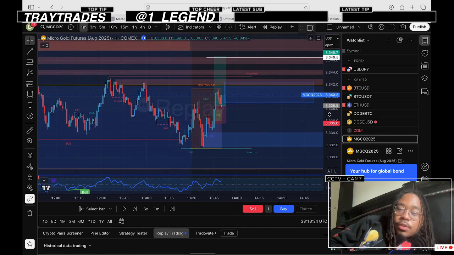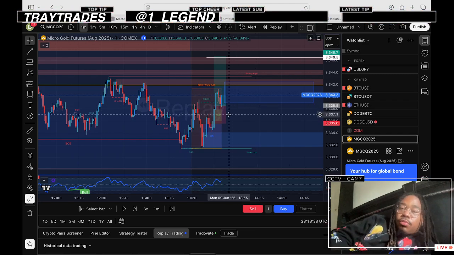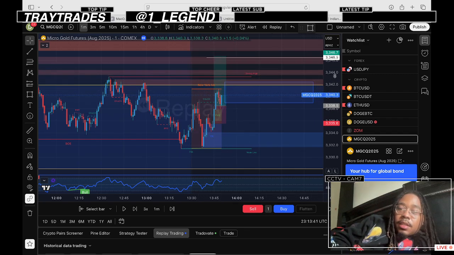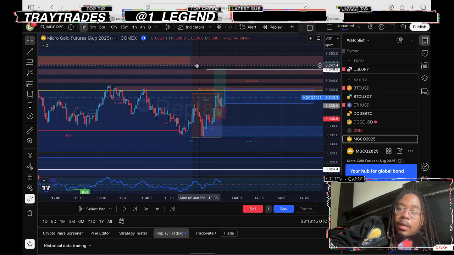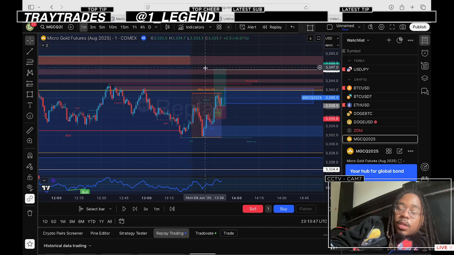right? And I was targeting a 1 to 2, 1 to 3, more than likely a 1 to 3, and I'll be out the trade. And I seen this order block up here, this order block right here. So I placed this line here, and I was like, all right, if price gets right here, I'm willing to get out.